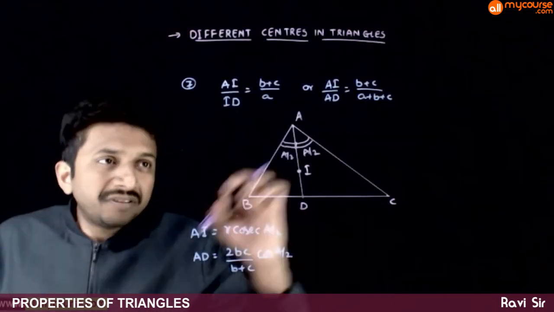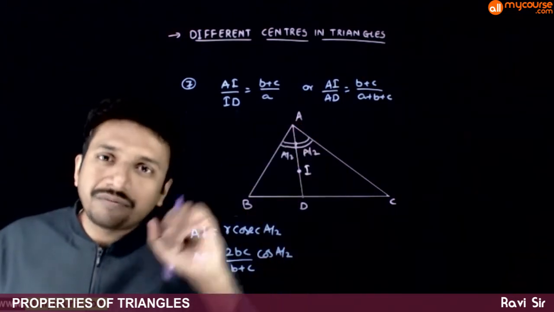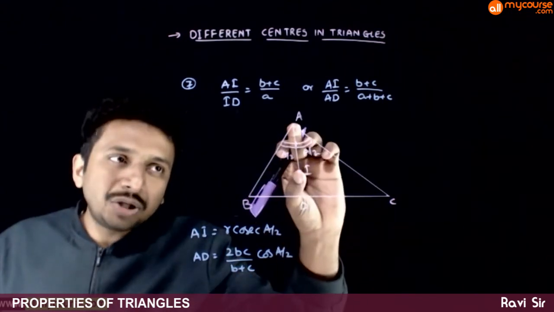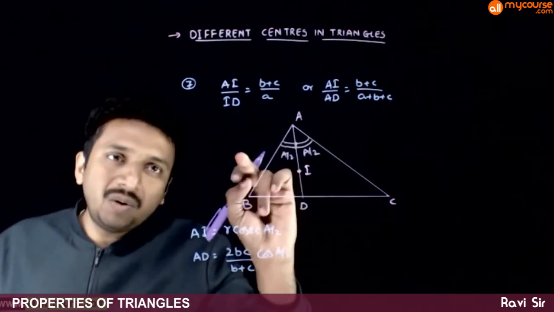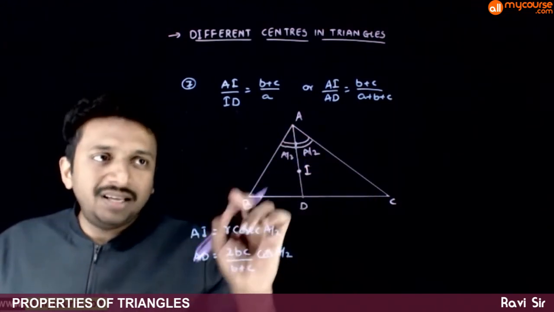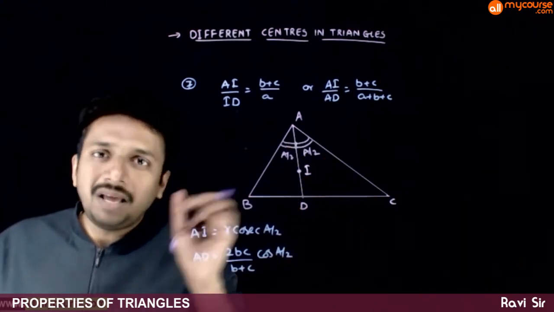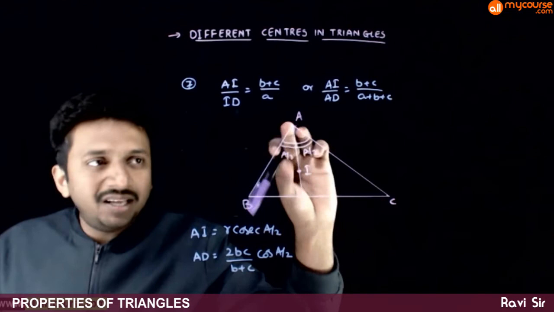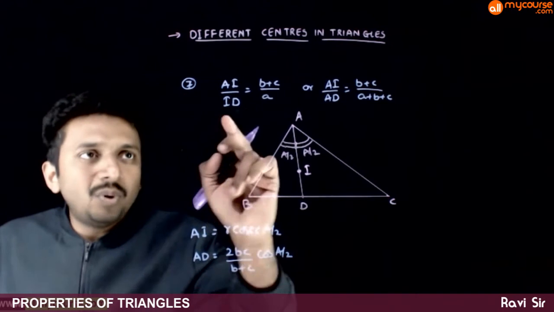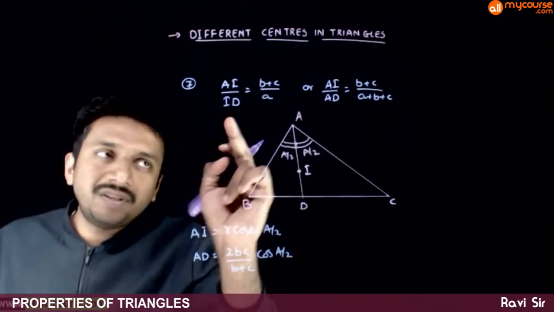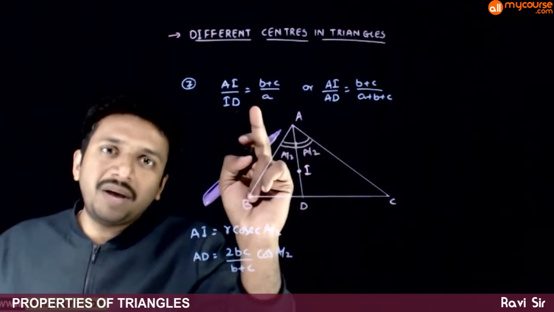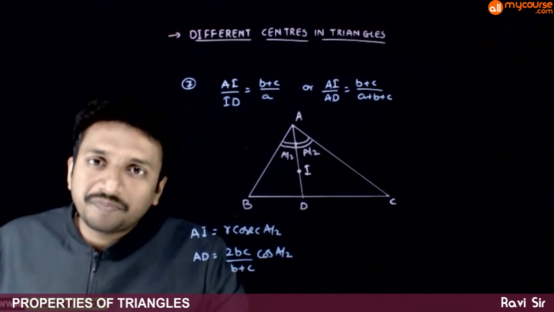So once we have the length of AI as well as the length of AD, the next theorem that you have is that the ratio of AI to ID will be equal to the sum of the sides by the opposite side. So AI is to ID is B plus C by A, or AI by ID is equal to B plus C by A. Plus B plus C. So both these theorems are same. If you do the componendo for this, you get this. AI by AI plus ID, which is equal to AD, is B plus C by B plus C plus A, which is A plus B plus C.